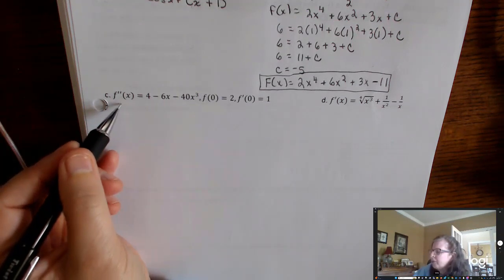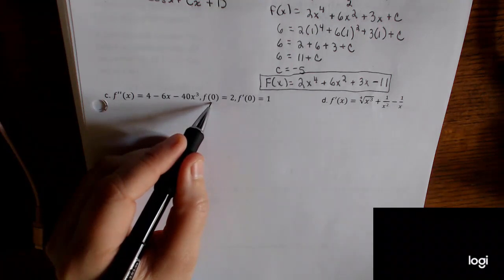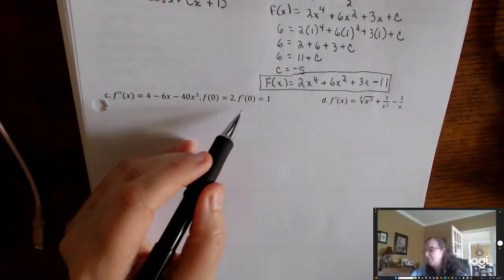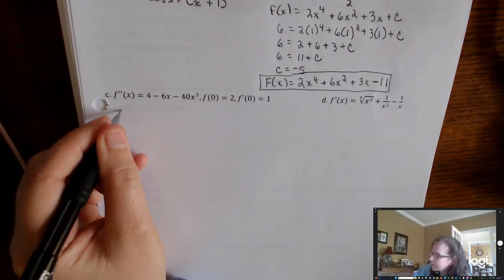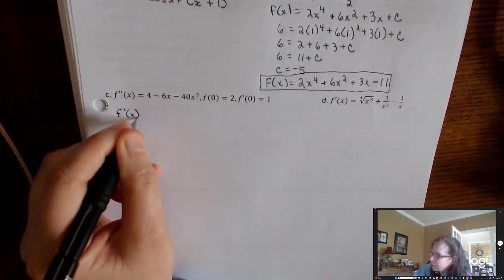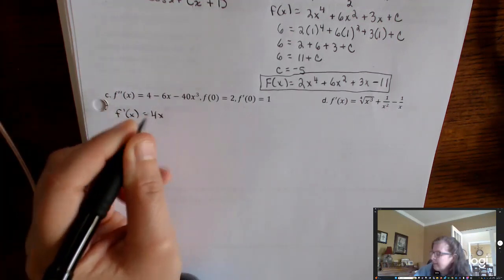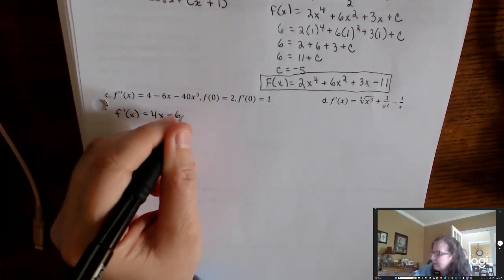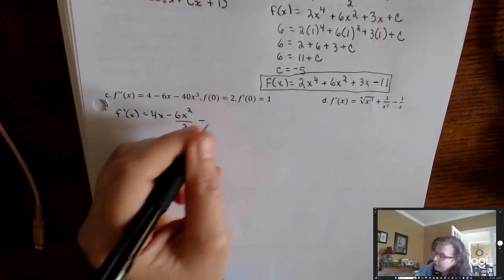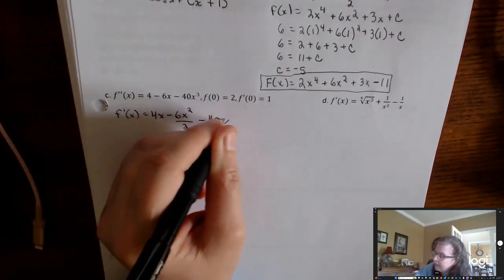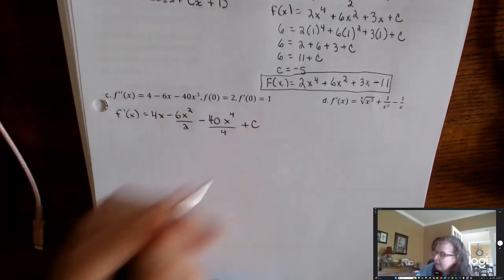Okay, so this time we're given the second derivative, and then we're given a point on the original function, and we're given a point on the first derivative. So the first thing we need to do is find the first derivative, which is the antiderivative of the second derivative. So the antiderivative of 4 is 4x. The antiderivative of minus 6x is minus 6x squared over 2. And the antiderivative of minus 40x cubed, minus 40 comes down, and then x to the 4th, add 1, divide by 4, and then we have the plus c.